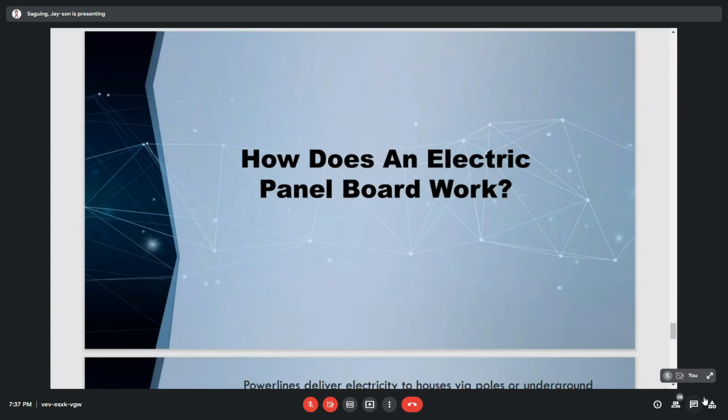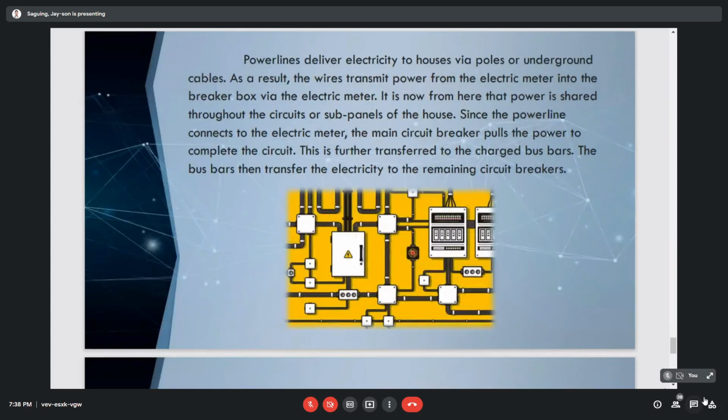So how does an electric panel board work? Power lines deliver electricity to houses via poles or underground cables. As a result, the wires transmit power from the electric meter into the breaker box. It is from here that power is shared throughout the circuits or sub-panels of the house. Since the power line connects to the electric meter, the main circuit breaker pulls the power to complete the circuit. This is further transferred to the charge bus bars. The bus bars then transfer the electricity to the remaining circuit breakers.